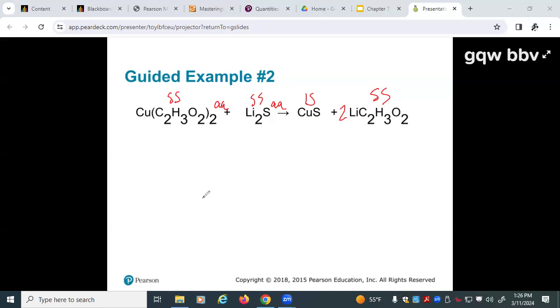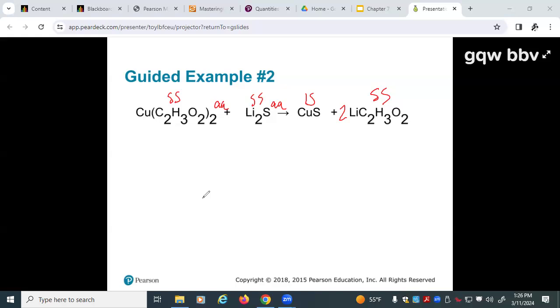Now that I've identified all of the solubility rules, all the solubility characteristics, now I can break it apart into ionic and net ionic equations. Remember that for an ionic equation, if it is soluble, I just break it apart into the ions that make it up. And the easiest way to know how to break it up is to say the name of the compound.